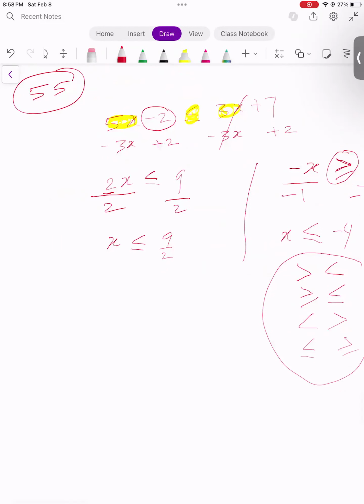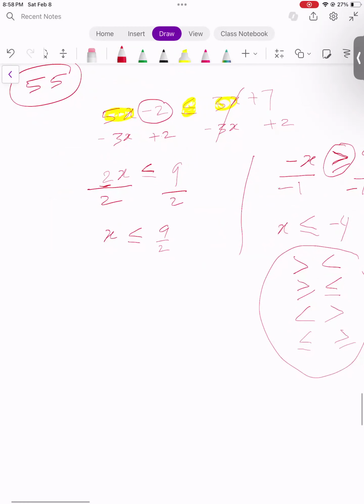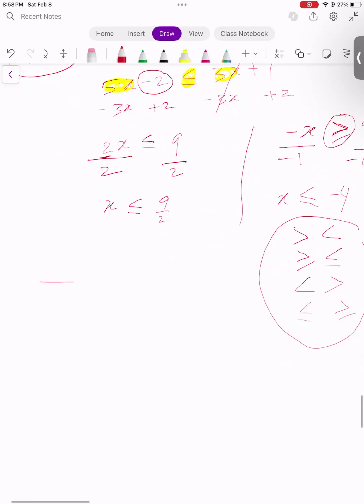Okay, now we have to write our answer in interval notation. So for that, use the number line. We have negative infinity on the left, a very big number, and positive infinity on the right. So our x is less than or equal to 9 over 2. Let's say 9 over 2 is somewhere here. Now here we do have an equal to sign.